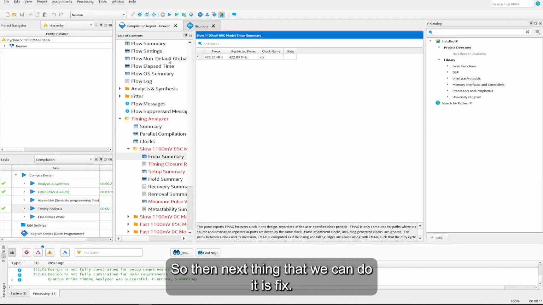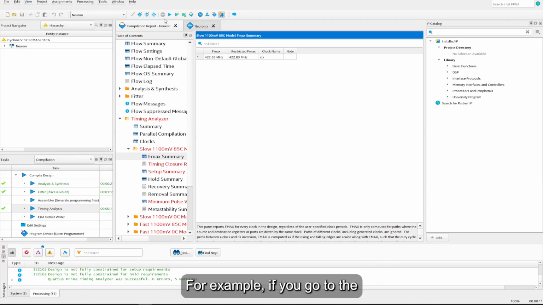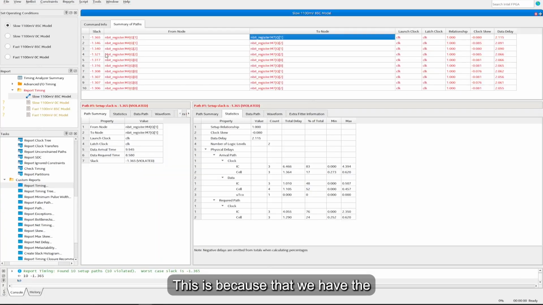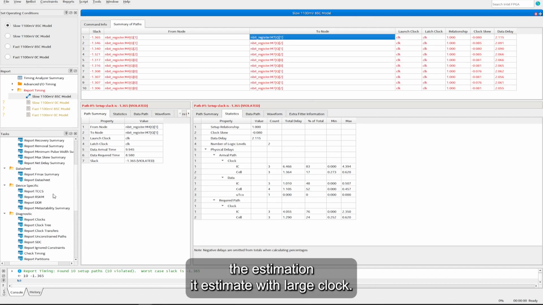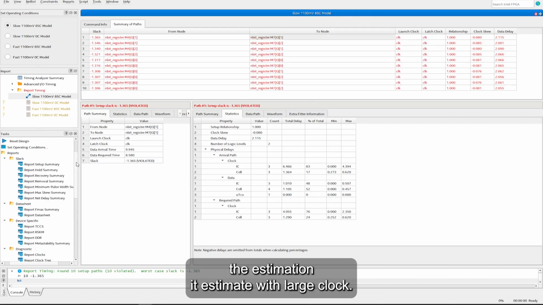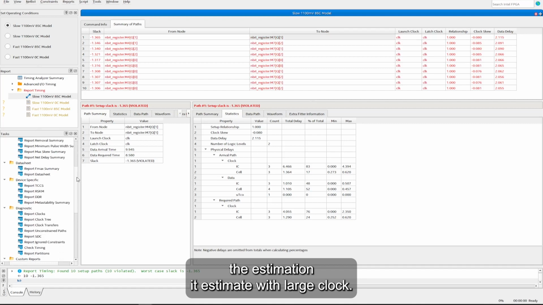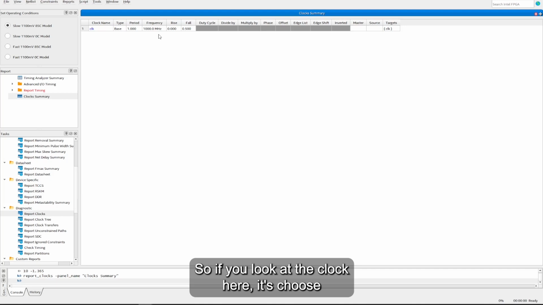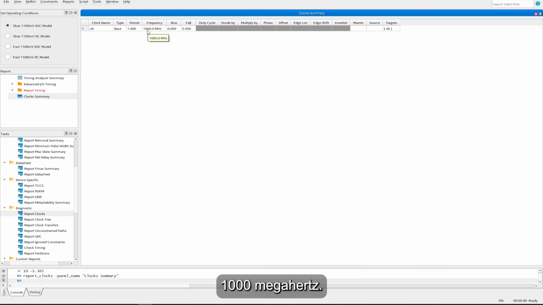So the next thing that we can do is fix, for example, if you go to the time measurement, you can see that the slack is red. So we can fix this. This is because the estimation is done with a large clock. So if you look at the clock here, it chooses 1000 megahertz. So we need to change this one.